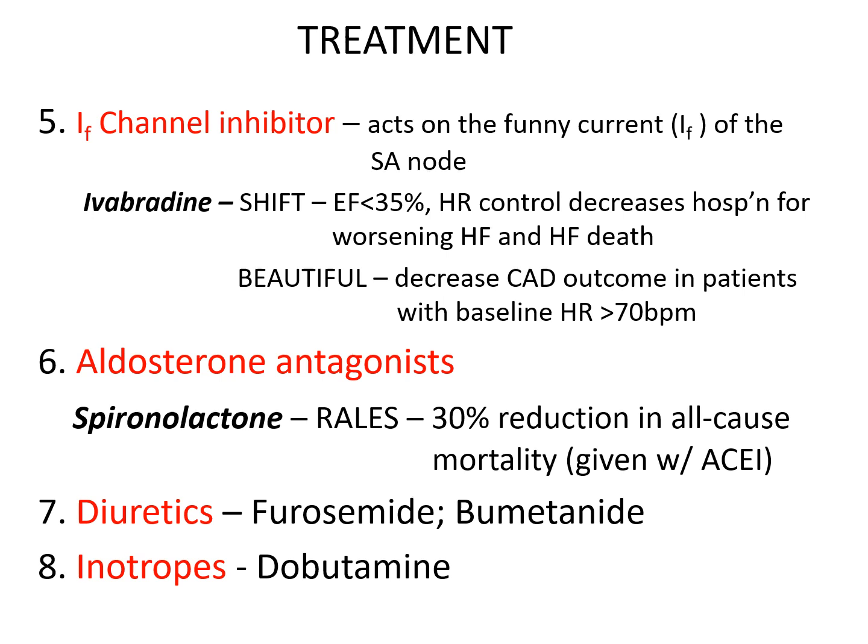Spironolactone, in the RALES trial, which is the Randomized Aldactone Evaluation Study, was able to show a 30% reduction in all-cause mortality when given with an ACE inhibitor. But when using an ACE inhibitor and spironolactone, or an ARB, monitor the potassium levels because spironolactone retains potassium. ACE inhibitors also retain potassium.